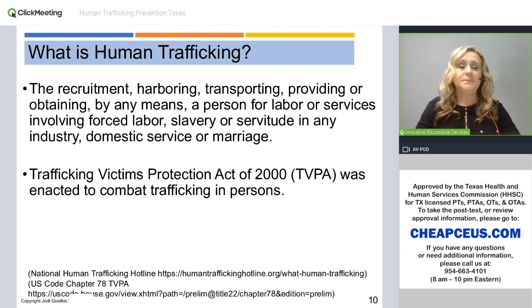In 2000, there was a comprehensive federal law that was enacted, the Trafficking Victims Protection Act. This was designed to provide a single approach that has 3 prongs to it. It is focusing on prevention, protection, and prosecution to combat human trafficking.